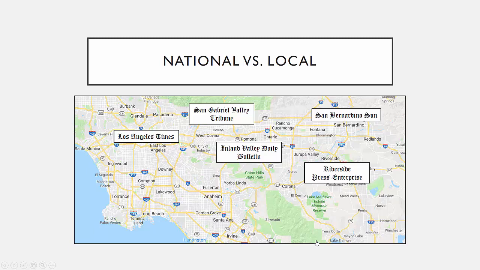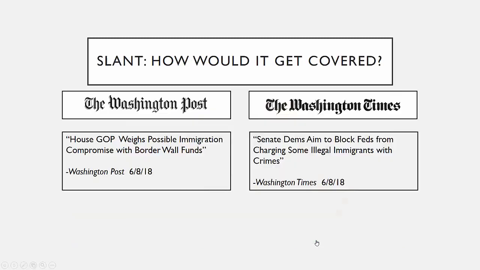So when you're looking for an event, keep in mind where it happened and how big an event it was. Events of national or global level importance will get covered almost everywhere. Events of local importance, however, are only going to get covered by a local paper.